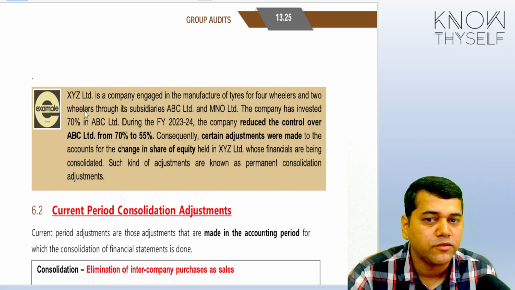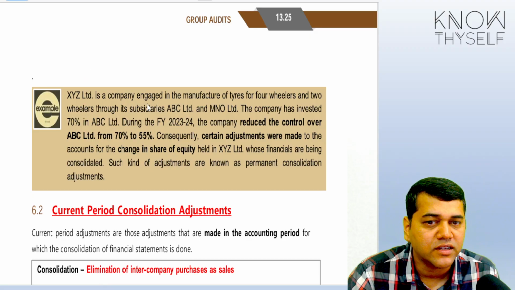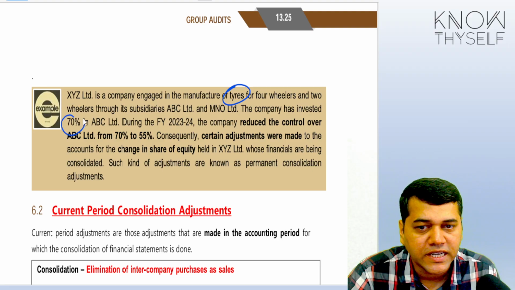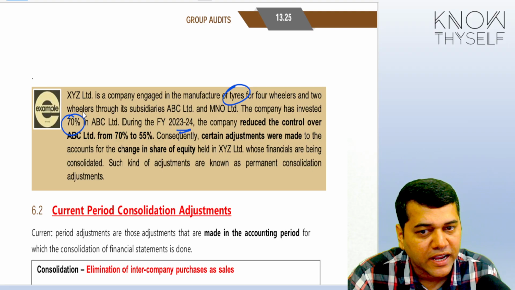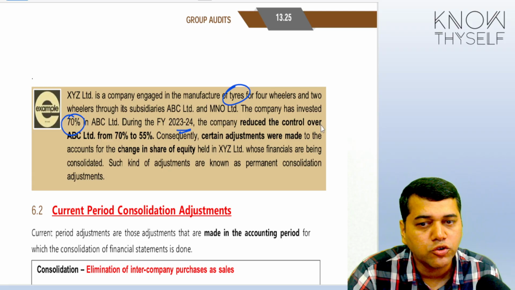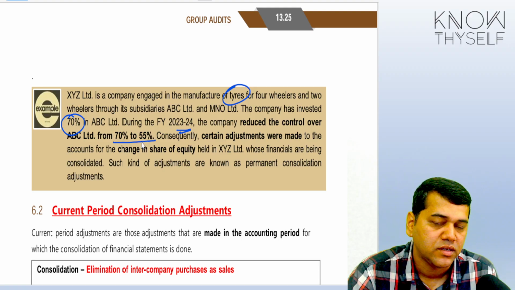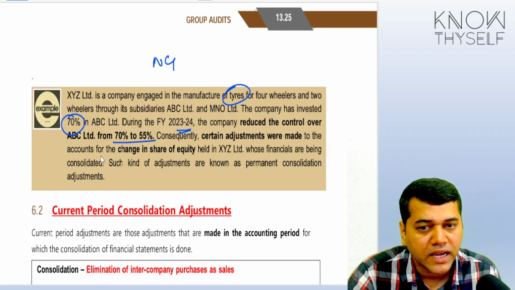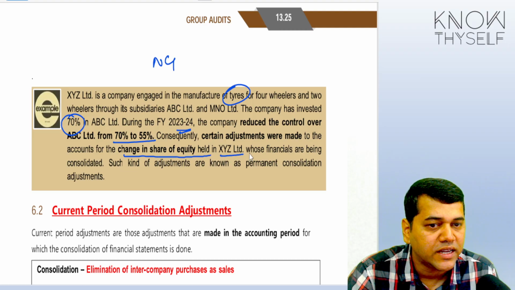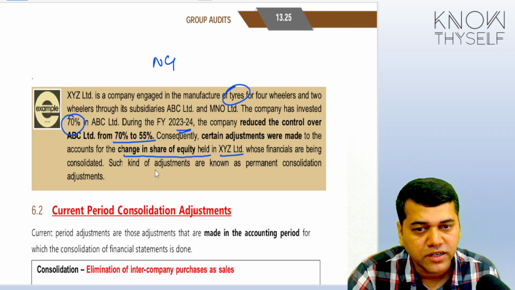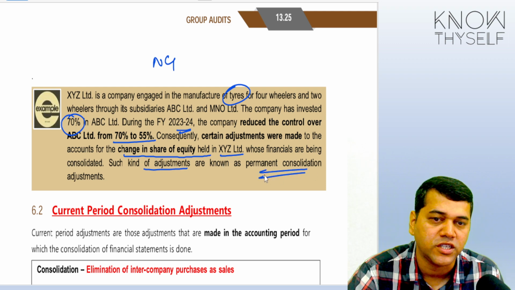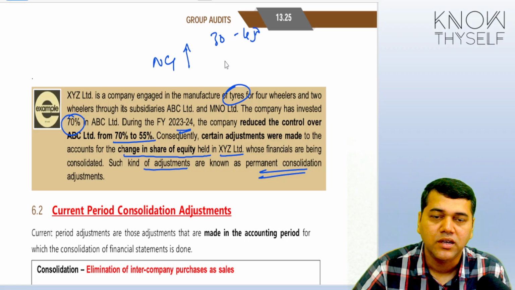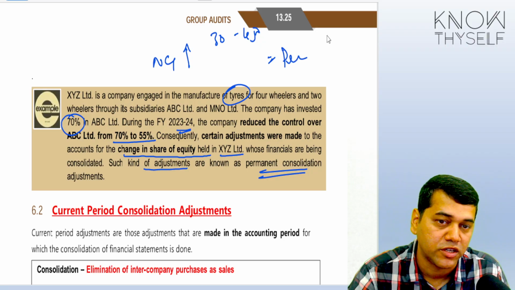Okay, so XYZ, we'll see one test your knowledge question. XYZ is the company engaged in the manufacture of tires of four-wheeler. The company has invested 70% during 23-24. That means it acquired control. The company reduced the control from 70 to 55%. So because of this, NCI got changed. Certain adjustments were made to the accounts for the change in the share of equity held in XYZ, whose financials are being consolidated. Such kind of adjustments are known as permanent consolidation. So when the NCI got increased from 30 to 45%, this is part of your permanent adjustments only, not your current year adjustments.